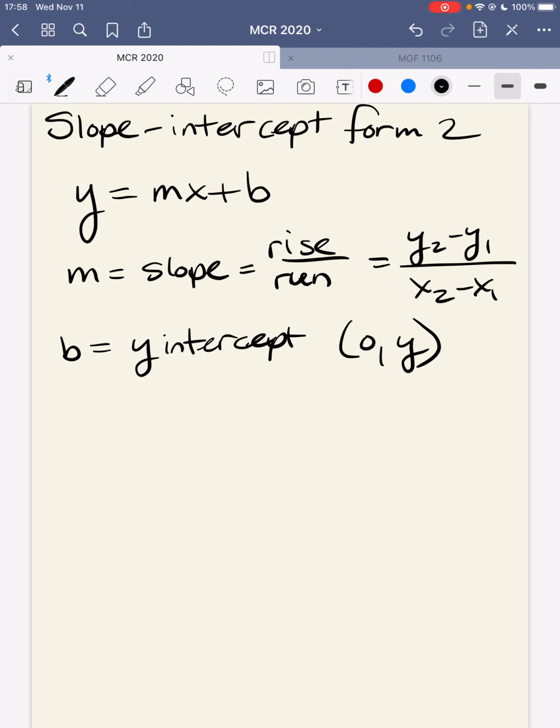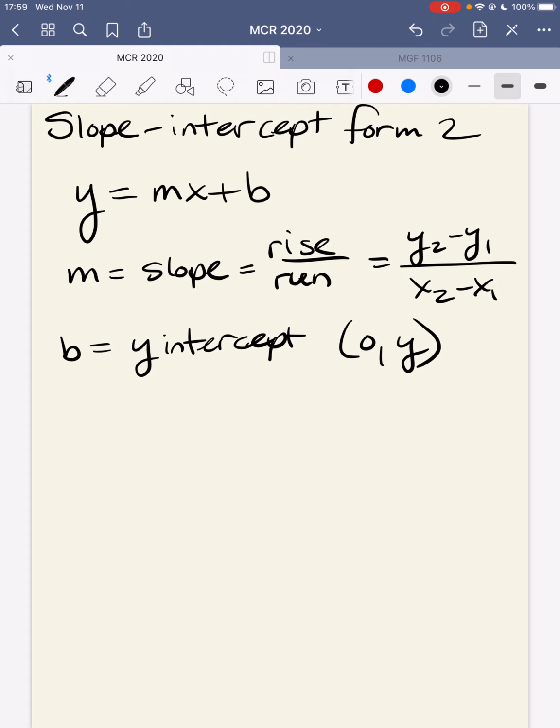The b of our equation is the y-intercept in the form of (0, y), where y is the number that's given with the b. And your y takes on the sign of b. So if b is plus b, it's positive, and if b is a minus b, it's negative.